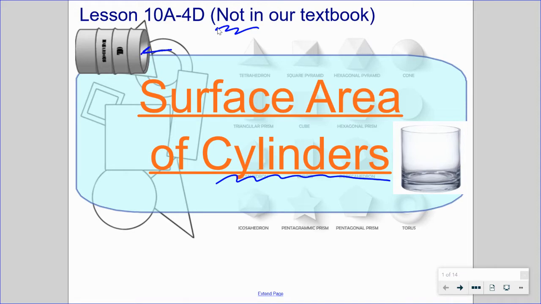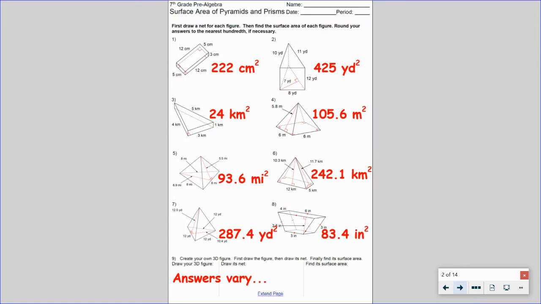Now, we're not trying to fill up the barrel. We're trying to figure out how much paint we would need to paint the exterior of that barrel, or in like manner, how many squares of wrapping paper it would take to wrap up and give away this glass. So surface area is our focus for today.